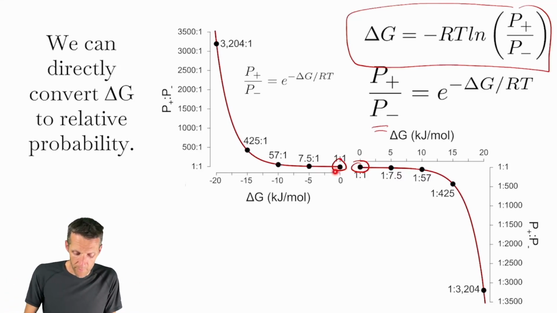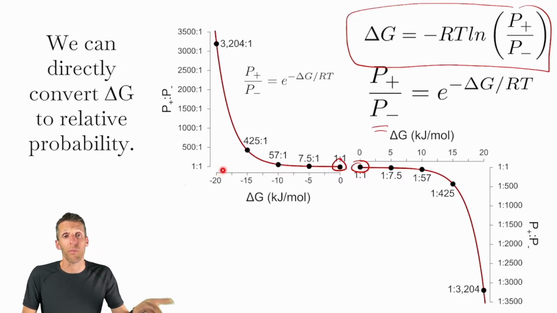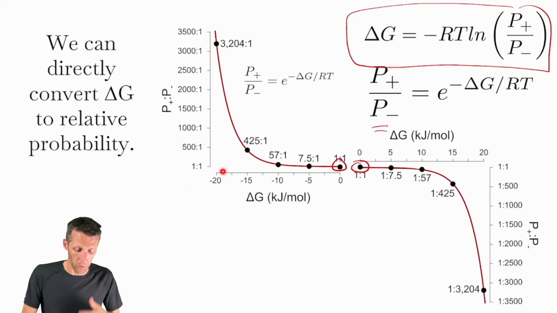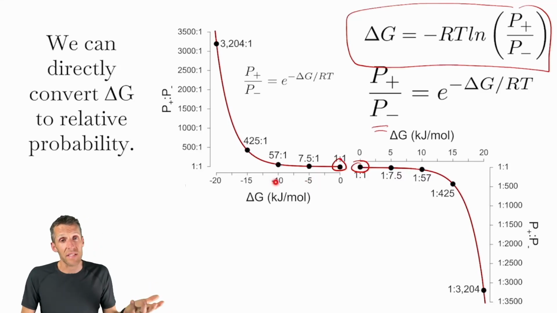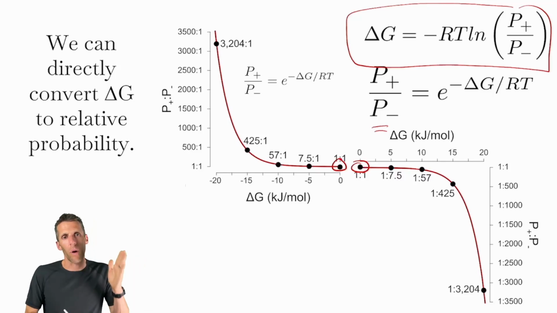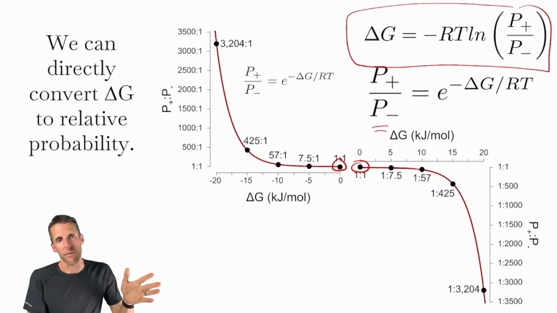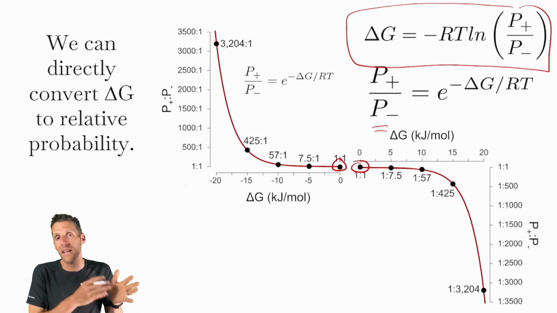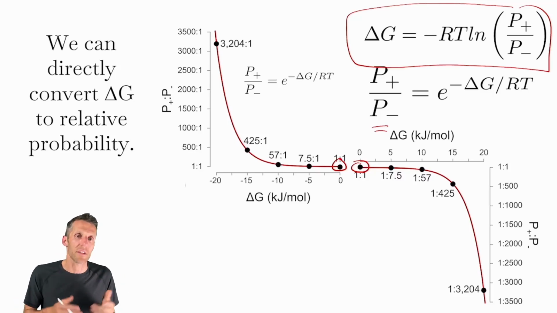But as you move away from that, in this case towards the negative direction, your odds of seeing a forward reaction before a reverse reaction are higher and higher, right? So the odds of seeing a forward reaction first are 7.5 to 1 here. Negative 10, it's 57 to 1. Negative 15, it's 425 to 1. Negative 20, it's 3,000 to 1. In fact, that's one of my milepost numbers that I keep in my mind: at physiological temperature, delta G of minus 20 corresponds to 3,000 to 1 odds of going forward.